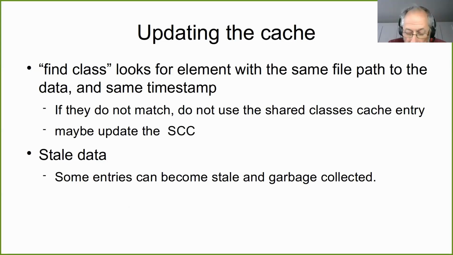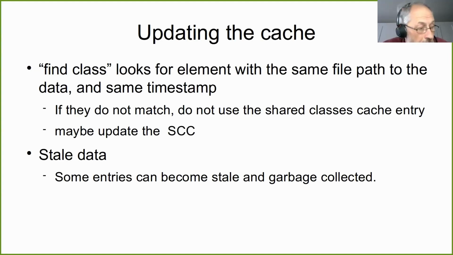Updating the cache. If you update the cache, so for example, you recompile your program and update the copy on disk, I'm not entirely sure what happens. I read one thing and that made sense. Read something else and it was different. So when you say find class, it will check to make sure the same path is used and the date timestamp matches. And if they do not match, it may not use it, or it may actually refresh the cache with the stuff from disk.